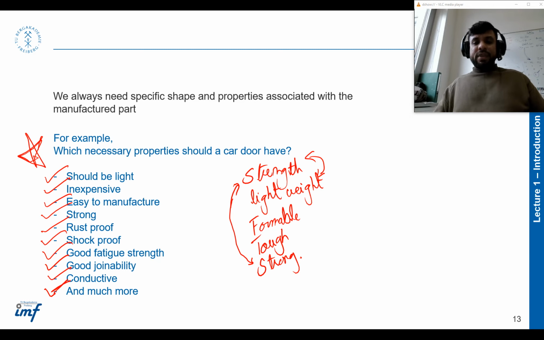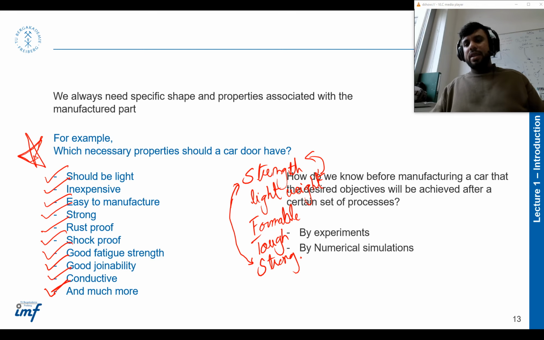And when we talk about this, we see that we require a lot from just a car door, and that is the reality of everything which is around us. If you look at anything made of metal, almost all of this list will fit perfectly. So we require a material to have a lot of attributes and properties for a useful application.